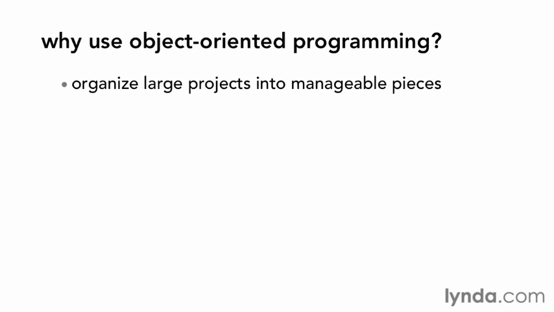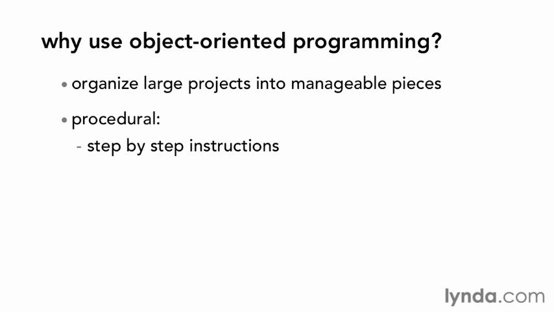Object-oriented programming allows you to organize a large project into manageable pieces. In comparison, procedural programming is a set of instructions, step by step, that the computer must follow. A procedural program can consist of a series of conditions and function calls for logic, but the end result is very linear. There is nothing intrinsically wrong with procedural programming, and for small projects it can be an appropriate practice.